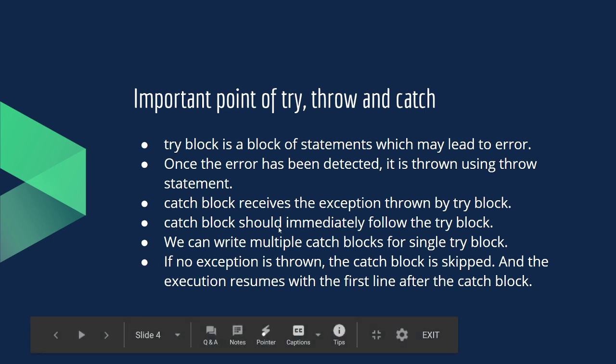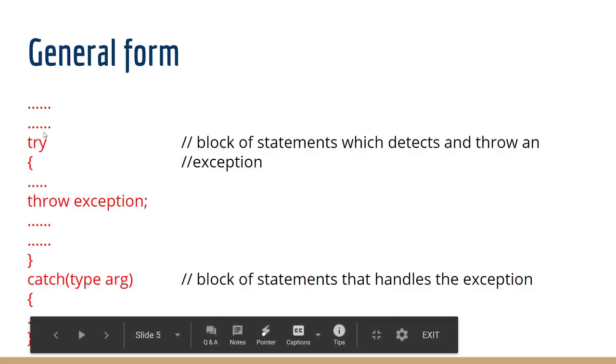The catch block should immediately follow the try block. We can write multiple catch blocks for a single try block. This scenario can be used when your code contains more than one exception. If no exception is thrown, that is, your code has no exception, then the corresponding catch blocks are skipped, and the execution resumes with the first line after the catch block.